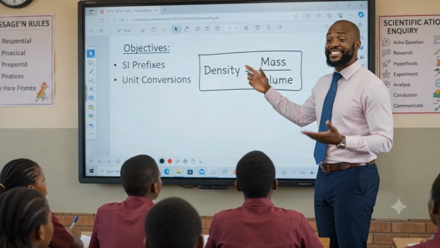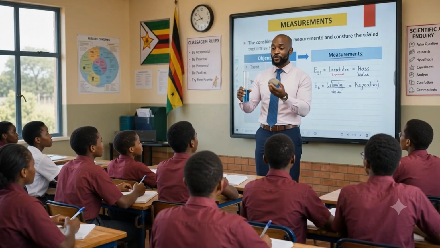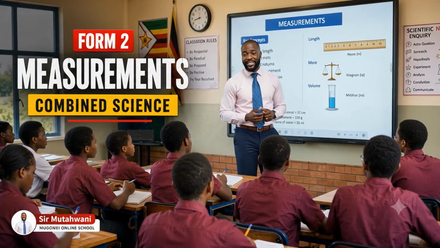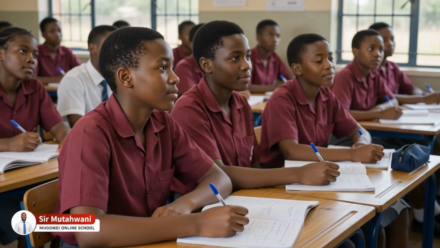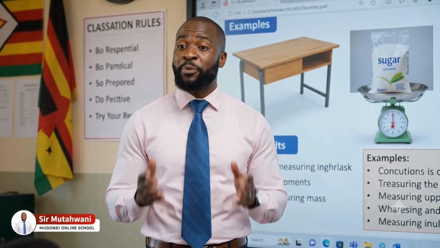We will determine the density of objects. Let us start by converting units correctly. Measurement is determining size using a suitable instrument. It is vital in science. We measure length, mass, and temperature for reliable results. Accurate measurements make experiments reliable.